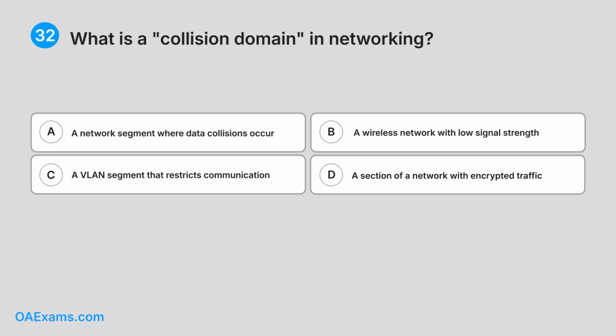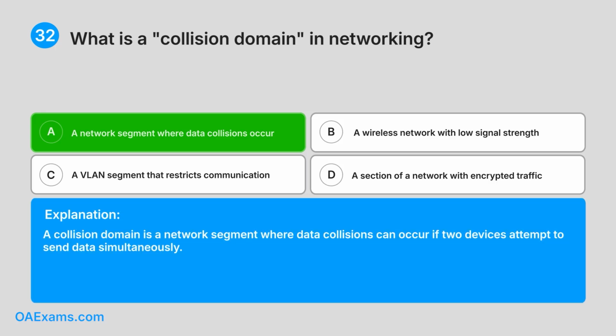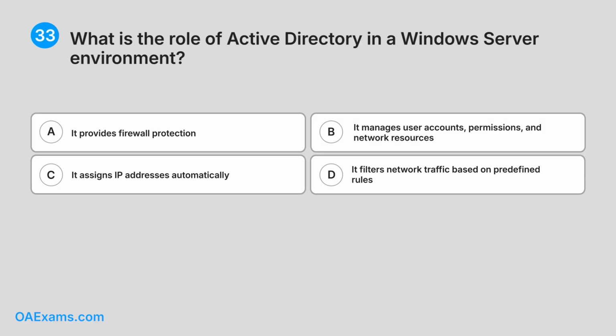Correct answer. A. A network segment where data collisions occur. Explanation. A collision domain is a network segment where data collisions can occur if two devices attempt to send data simultaneously.